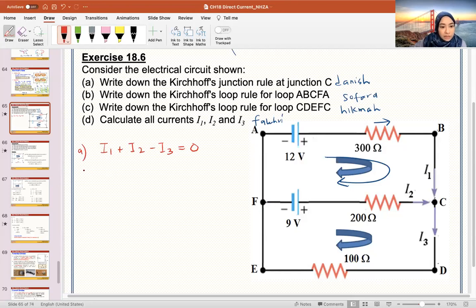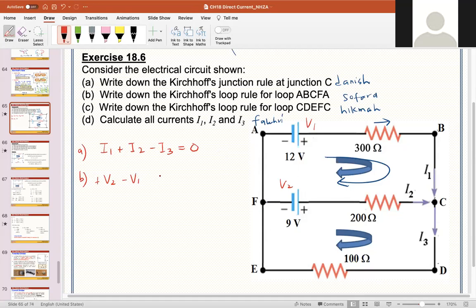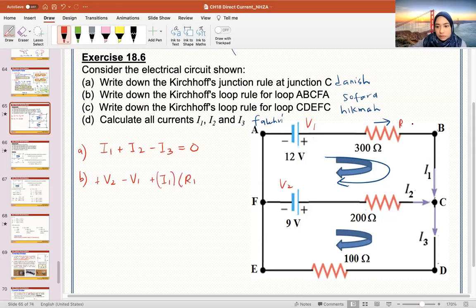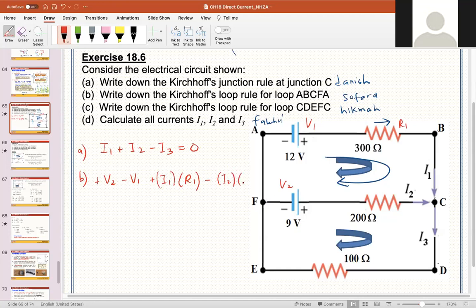B is Safara. Is Safara ready? Yes, doctor. Okay, so the first loop. What's your equation? Positive V2. Which V2, the bottom one? I assume the bottom one, V2. Okay, this is V1. Positive V2, negative V1, positive in bracket I1 times R1. This is R1. Negative bracket I2 times R2 equals 0. So this is R2.